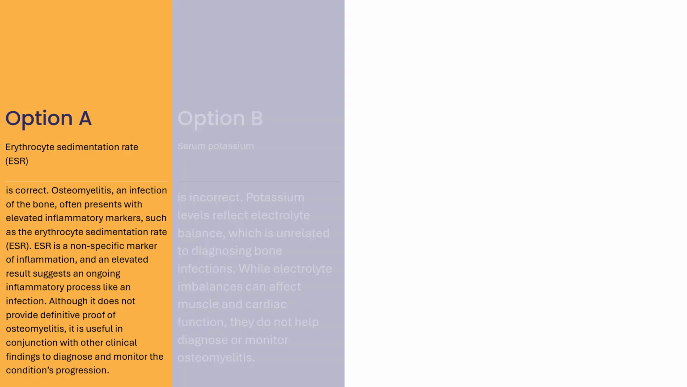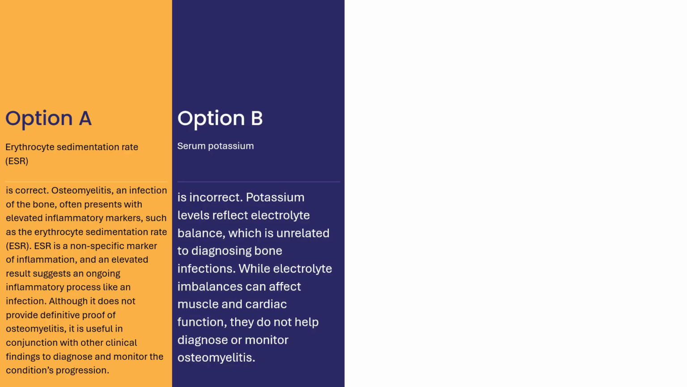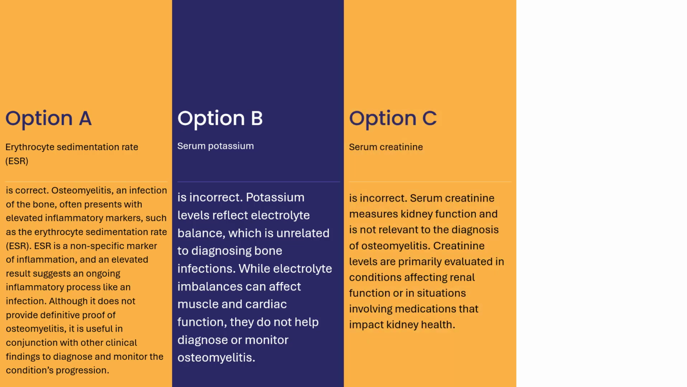B is incorrect. Potassium levels reflect electrolyte balance, which is unrelated to diagnosing bone infections. While electrolyte imbalances can affect muscle and cardiac function, they do not help diagnose or monitor osteomyelitis. C is incorrect. Serum creatinine measures kidney function and is not relevant to the diagnosis of osteomyelitis. Creatinine levels are primarily evaluated in conditions affecting renal function or in situations involving medications that impact kidney health.